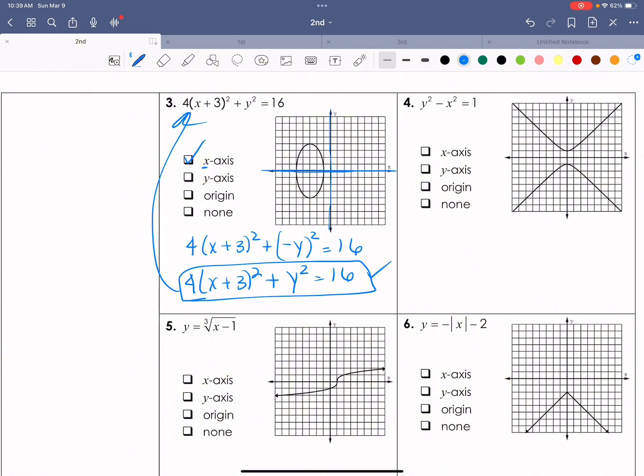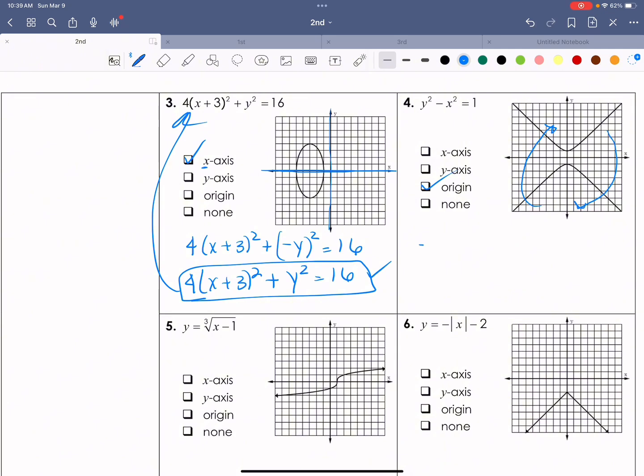Okay, when I look at the graph of number 4, I see that if I rotate this around the origin, it does make the same graph. So it's going to be symmetric with respect to the origin. Now, how do you check that algebraically? You insert negative x and negative y.